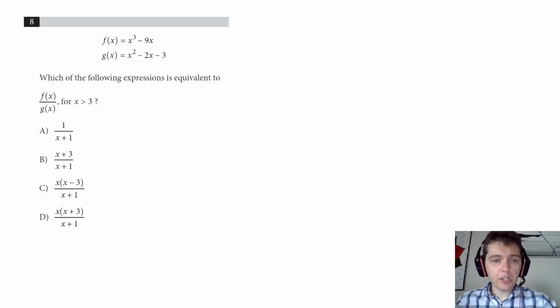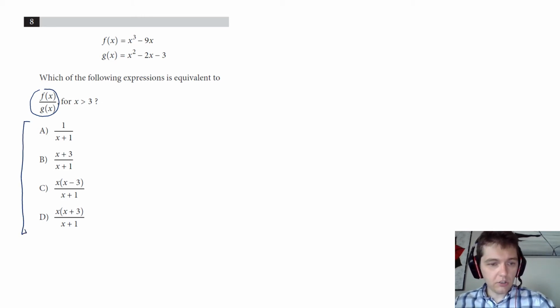So we have: which of the following expressions is equivalent to f of x divided by g of x for x greater than 3? So you're looking for f of x divided by g of x. When you look at the forms that the solutions take here, you see things like x times x minus 3, x times x plus 3. You know you're going to have to factor f of x and g of x to get your solution in those forms. Let's go ahead and do that here.